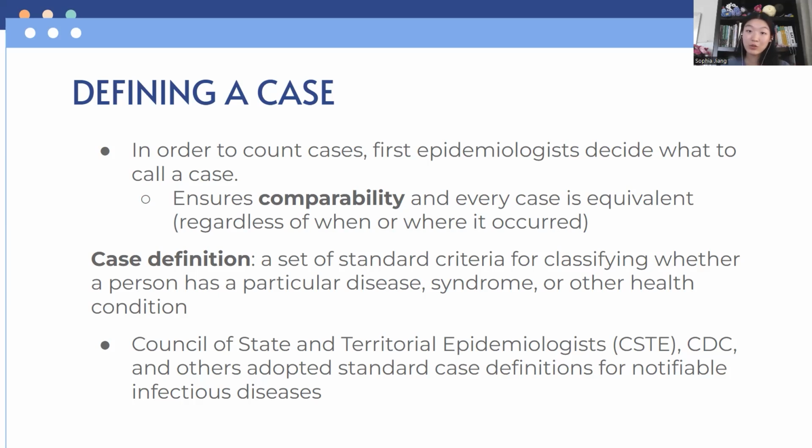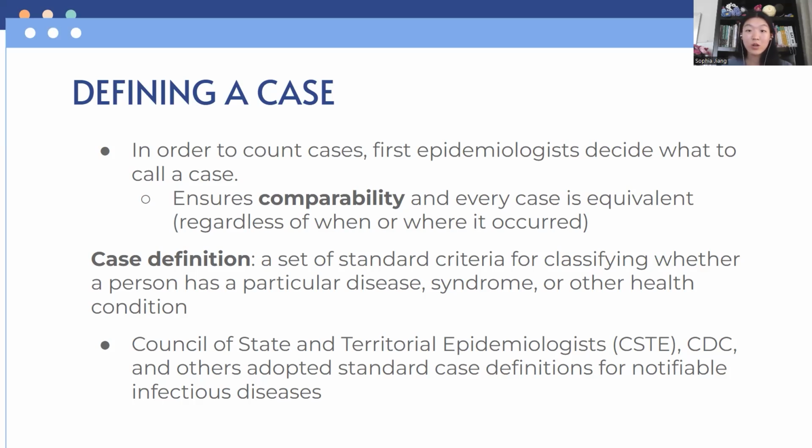Because there's always the issue that maybe from this place to this place, they're defining it a little bit differently. So is it really the same case? So instead, we have something called a case definition, which everybody uses in order to say this is the disease. A case definition is a set of standard criteria for classifying whether a person has a particular disease, syndrome, or other health condition. This is controlled by the Council of State and Territorial Epidemiologists, the CSTE, the CDC, and other adopted standard case definitions for notifiable infectious diseases.